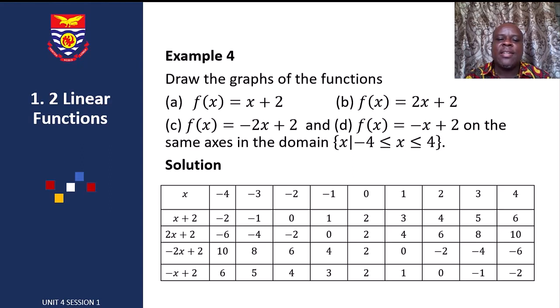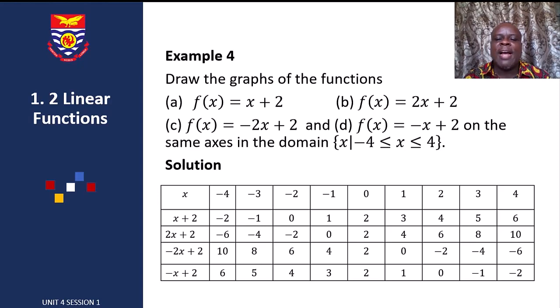We get -1. We put -2 plus 2, we get 0. We put -1 plus 2, we get 1. We put 0 plus 2, we get 2. We put 1 plus 2, we get 3. We put 2 plus 2, we get 4. We put 3 plus 2, we get 5. And then we put 4 plus 2, and we get 6.